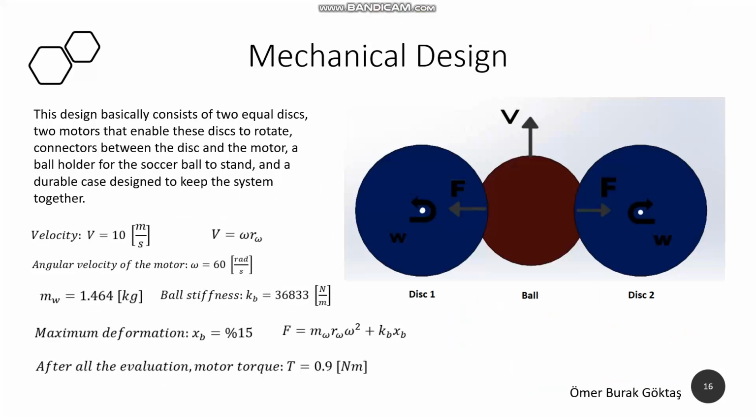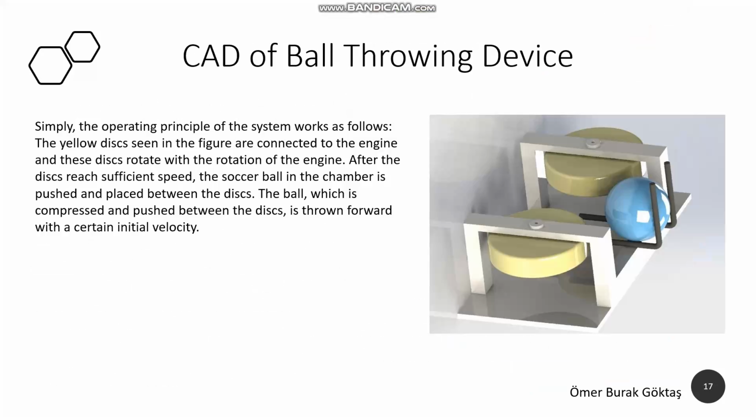As for the mechanical design part, when the literature was reviewed, it was decided that the initial speed should be 10 meters per second. Based on this value, the angular speed of the disk was determined as 60 radians per second, thus 600 rounds per minute. Afterwards, the torque value was determined as 0.9 Newton meter with the processes you will see.